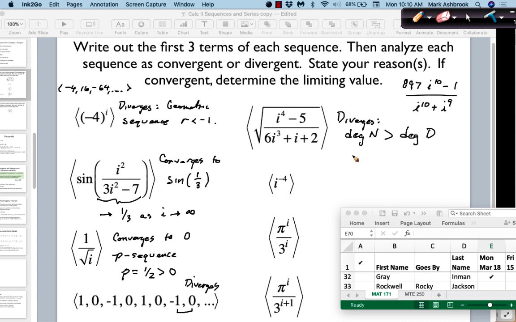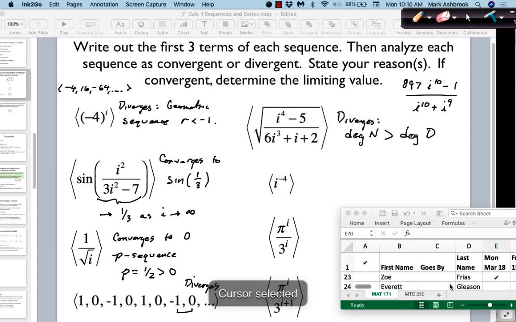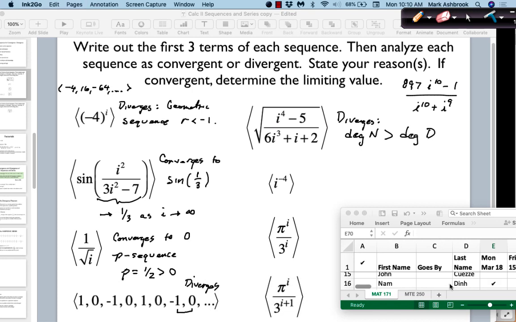Okay, next one, i to the negative fourth. How did i to the negative fourth go? It's a p sequence. And what does p equal? Careful. This is the same as 1 over i to the fourth, right? So what is p? 4. Conclusion? Converges. A negative exponent means positive in the denominator, so p equals 4 converges. Questions on that one? Okay, doing good.